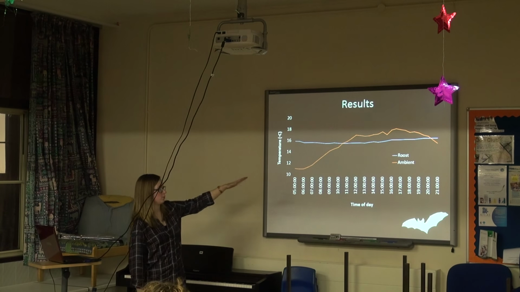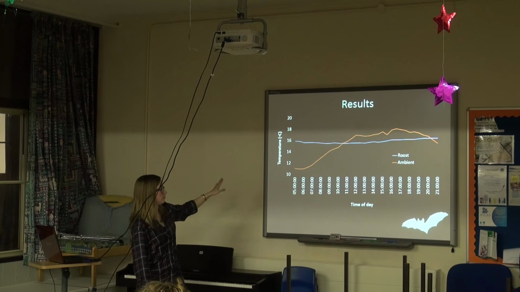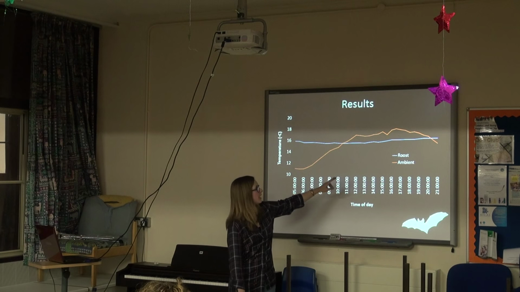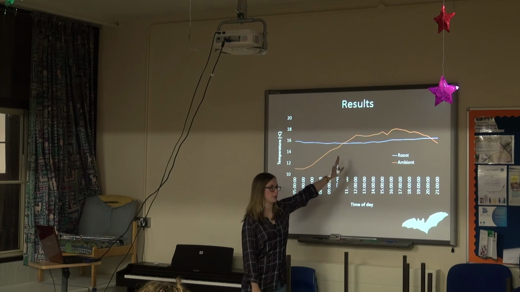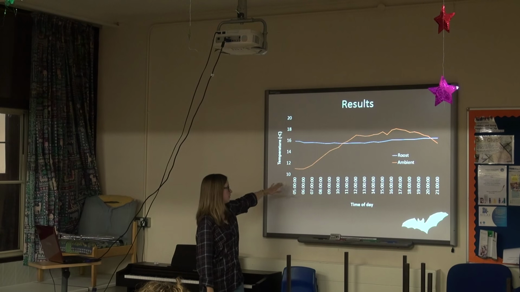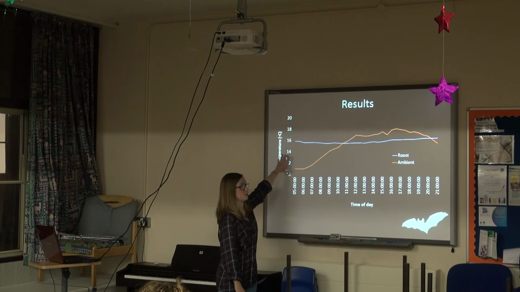So again, the roost is in blue, so you can see that when it gets to midday and afternoon, it's actually cooler than the ambient temperature. Whereas early on at about 5 AM, it's actually significantly warmer.